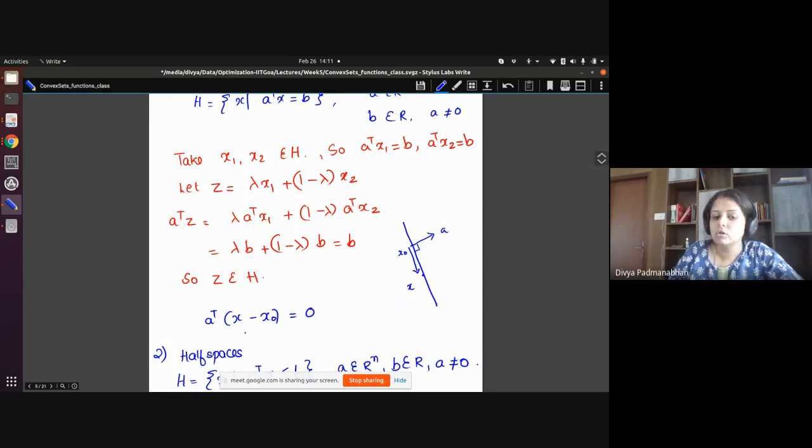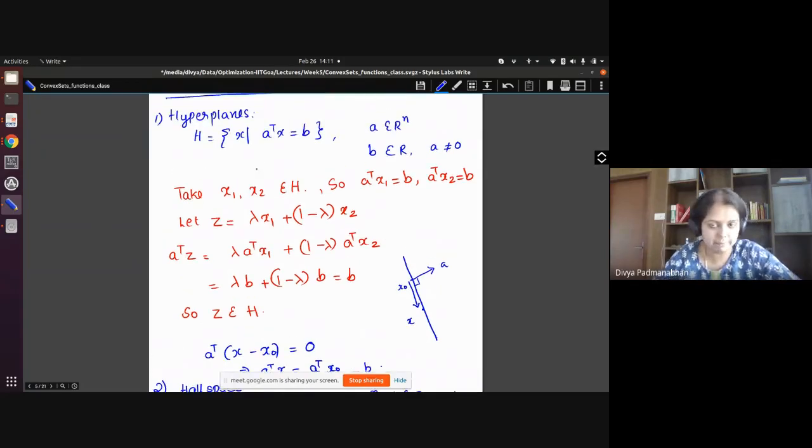Okay, so what this means is that A transpose x is exactly the same as A transpose x naught for some point x naught, and this is the value B. All points on this line, on this plane, are going to have this relation: if you take the transpose with A, you're going to get the same value B. So that's what you mean by a hyperplane.